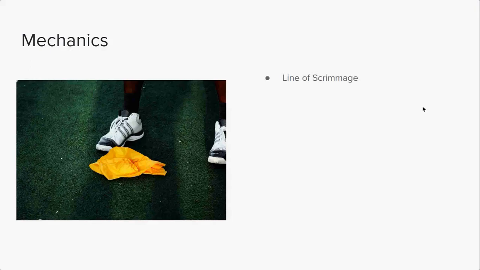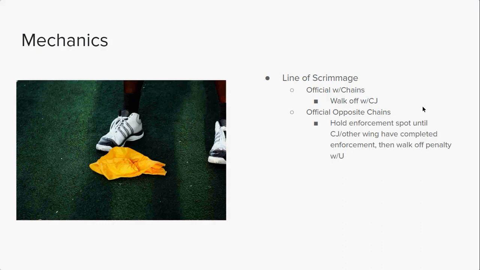For line of scrimmage officials, whoever is with the chains, so line judge in the first half, head linesman in the second half, they're going to walk off with the center judge, or in a crew of 7 with the umpire. The official opposite the chains will hold the enforcement spot until the center judge and the other wing have completed enforcement. Then they'll walk off the penalty with the umpire.